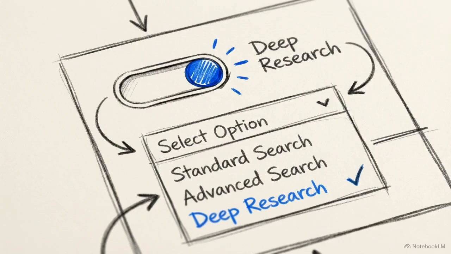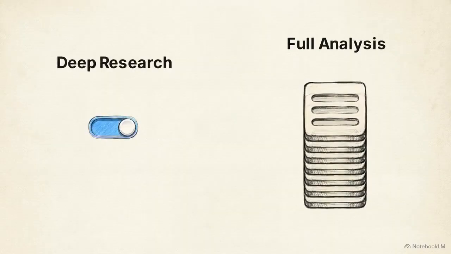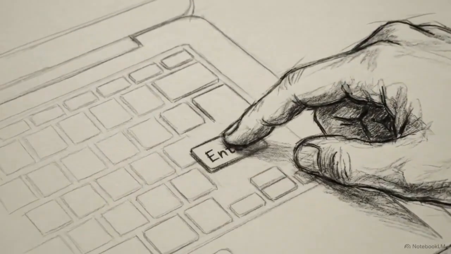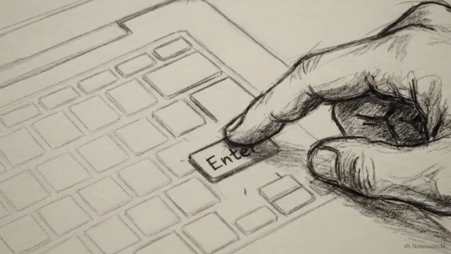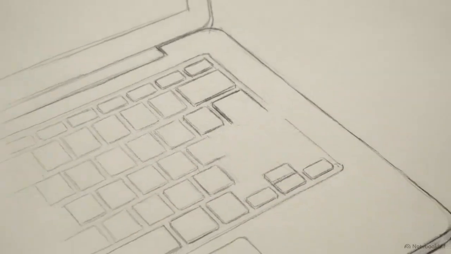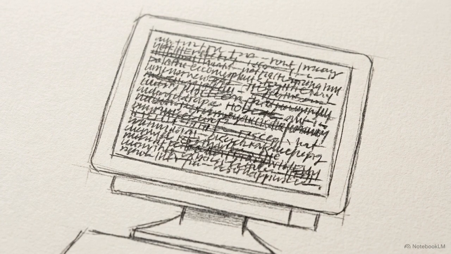Before you type anything, you must activate Deep Research from the model options. If this toggle is off, you will get a shallow summary instead of a full analysis. Securing the correct file types and the proper model setting ensures the system has the raw data and processing power required for the job. Next, you need a specific prompt.